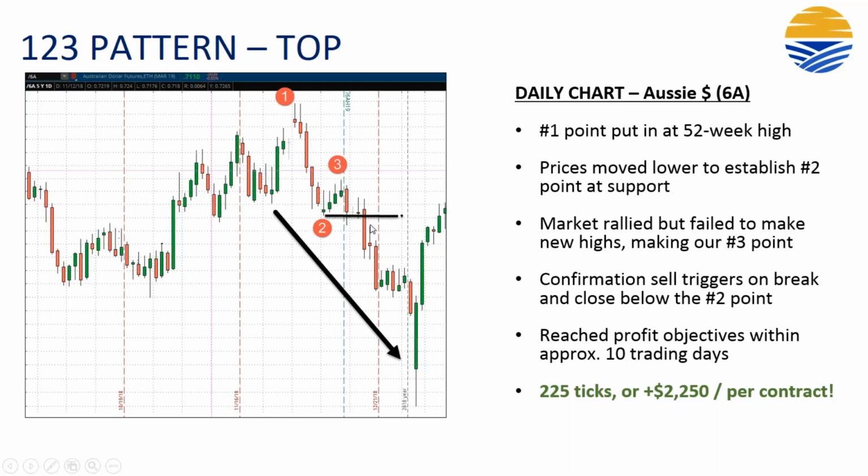What about the other important ingredients of the recipe? Where's our risk? Where's our profit targets? Well, very simply, the initial risk is above the high of the number 1 point. Our initial target is the distance between the high of the 1 measured to the low of the 2 measured down. So we measure from here to here and then down. And that's about 225 ticks or $2,200 per contract in this example.